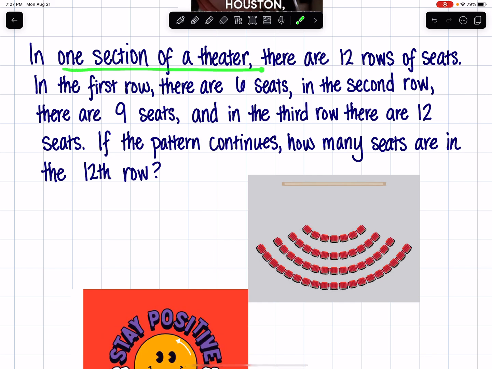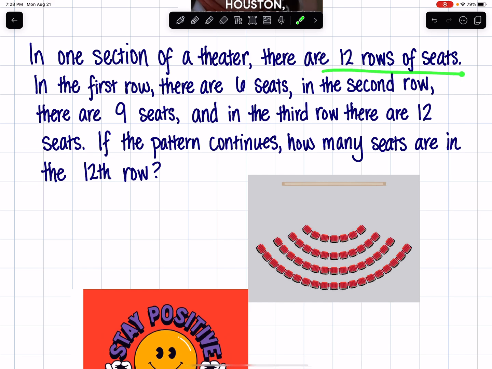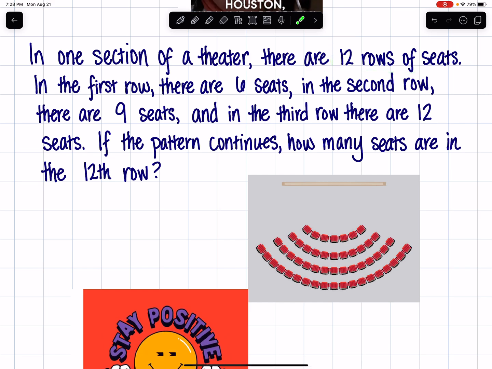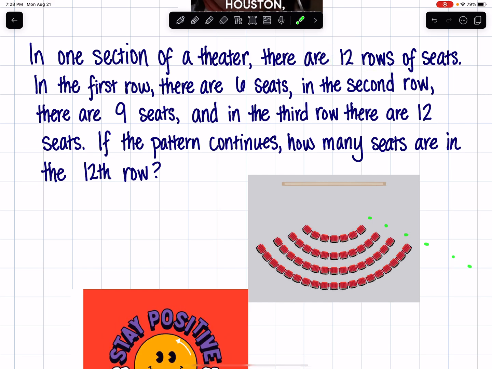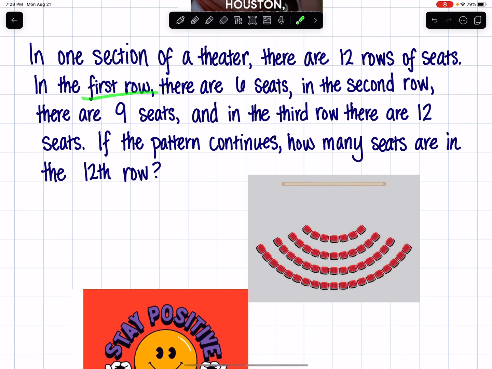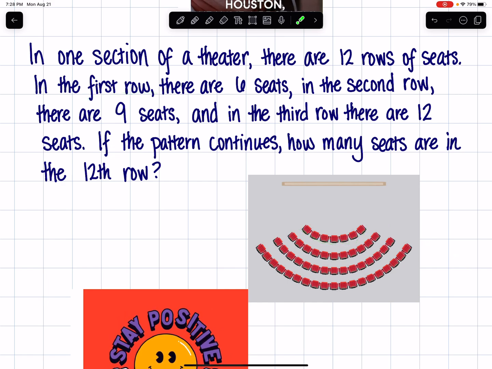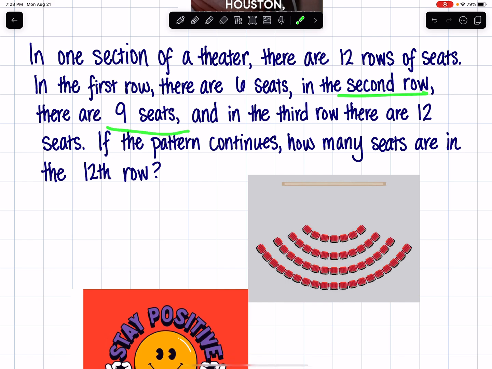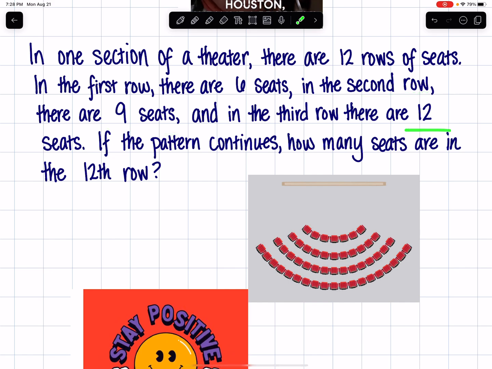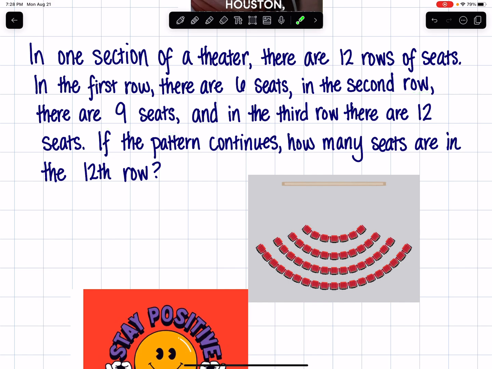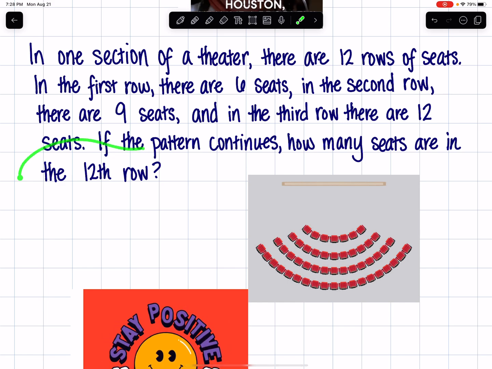In one section of a theater, there are 12 rows of seats. So it would go back all the way to 12. In the first row, there are 6 seats. In the second row, there are 9 seats. And in the third row, there are 12 seats. If the pattern continues, how many seats are in the 12th row?